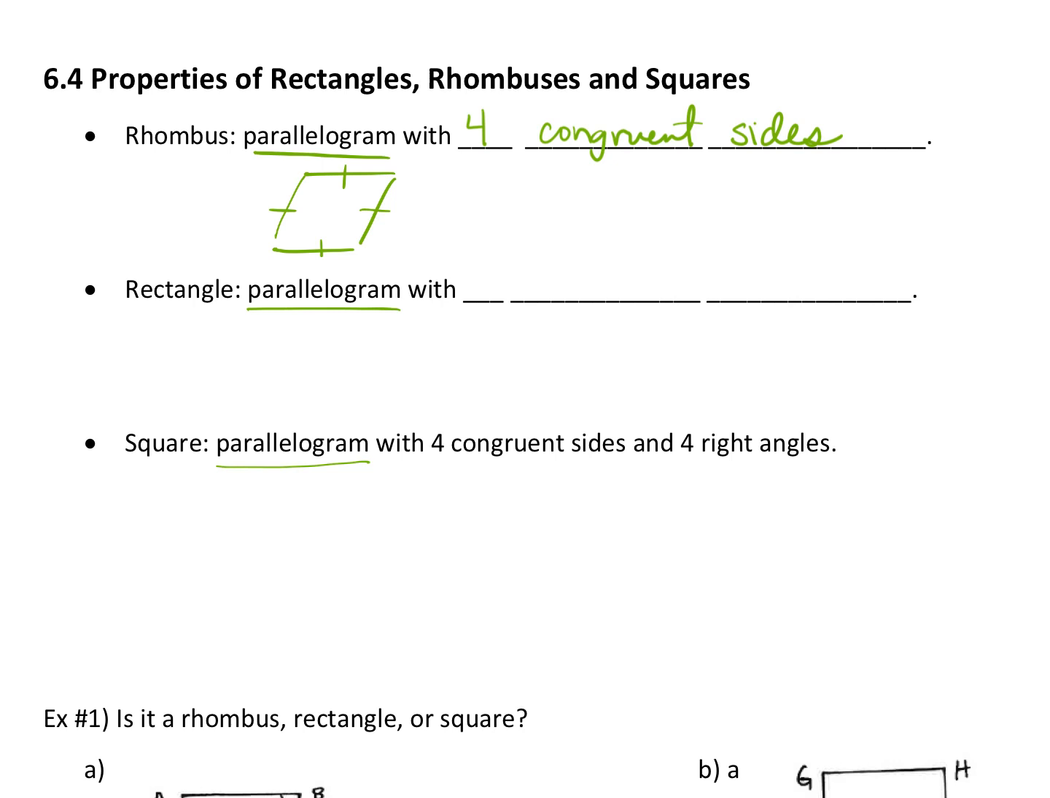Then we have a rectangle. A rectangle is a parallelogram with four congruent angles. More specifically, they don't just have to be congruent, they are congruent and right. So four right angles, which means they will all be congruent. A rectangle will often look something like this.